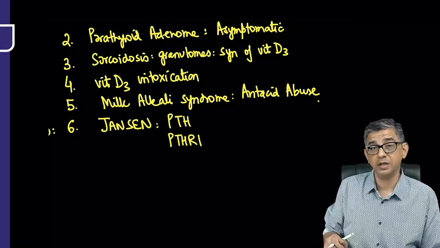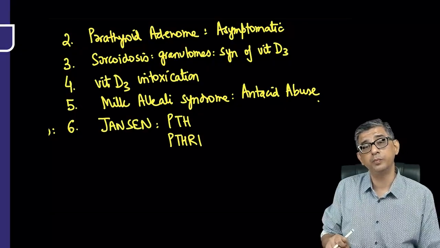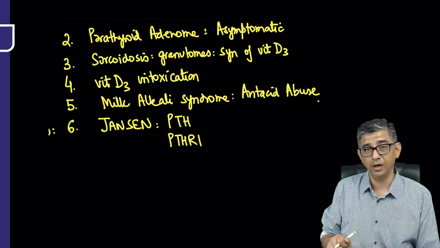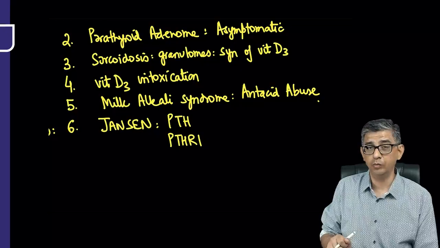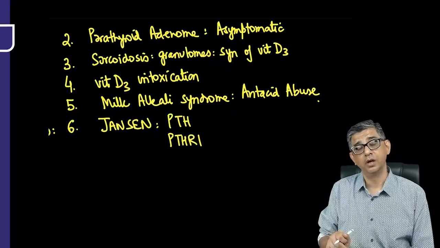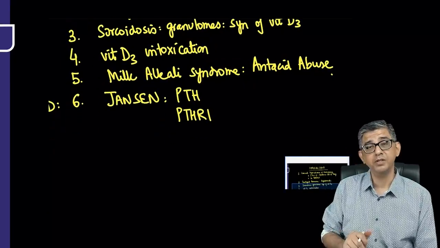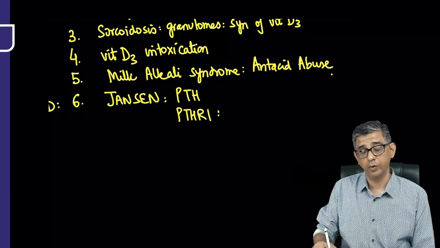Don't talk about CASR at the moment. CASR is a sensor to regulate the release of PTH. It's a sensor on the parathyroid gland, and a sensor in the kidney to regulate the calcium values in the blood. At the moment, I'm not talking about a sensor. I'm talking about the receptor for PTH. Now, in Jansen disease, this receptor per se exhibits a gain of function mutation.